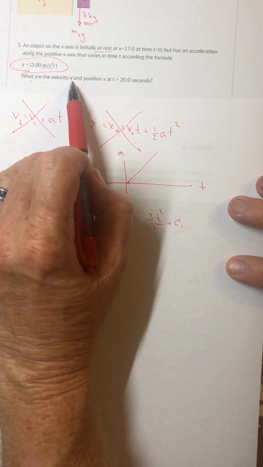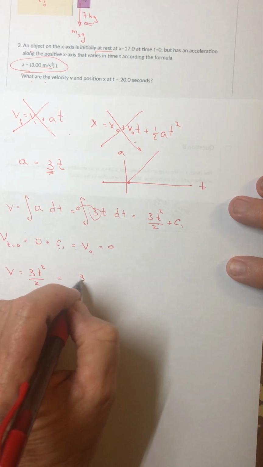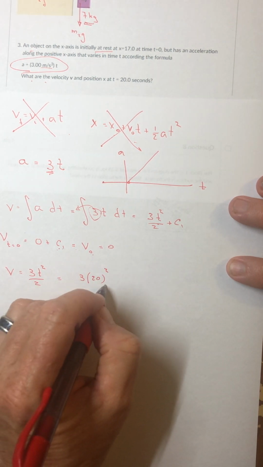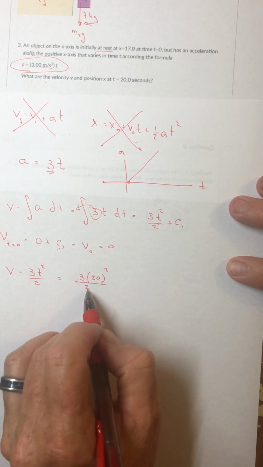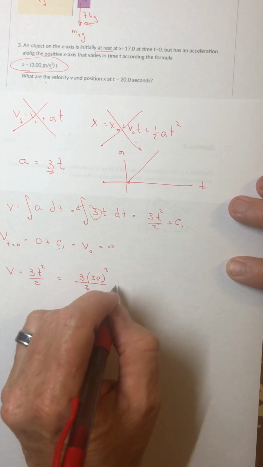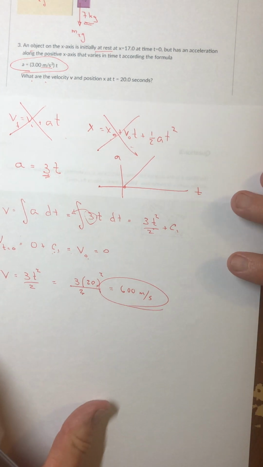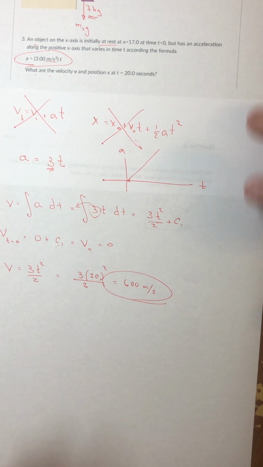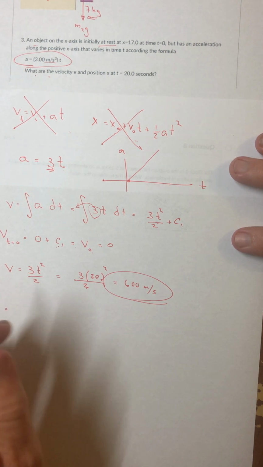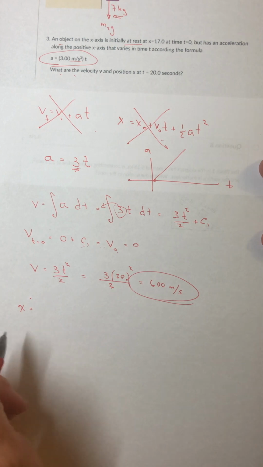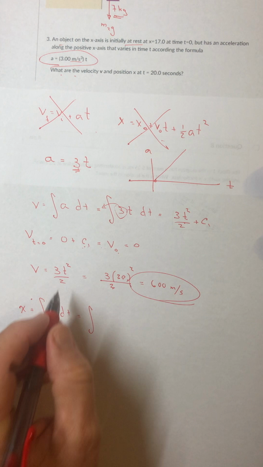And it allows us to answer the first part. It says, what is the velocity and position at 20 seconds? So if I do 20 seconds here, let's see, 20 squared is 400, divided by 2 would be 200. 200 times 3 is 600. And so there's half the problem. And then, of course, the next step is to get the position. And the position is the integral of the velocity. So we got to integrate again.